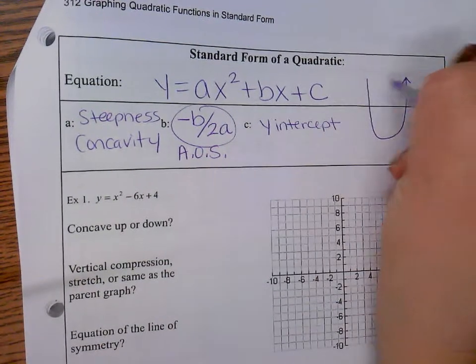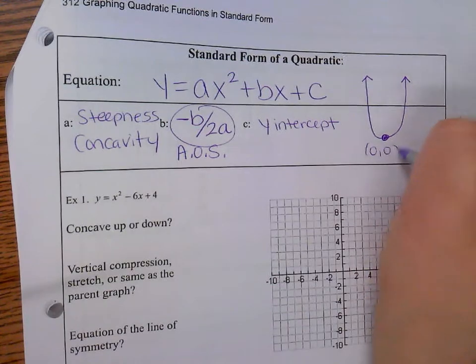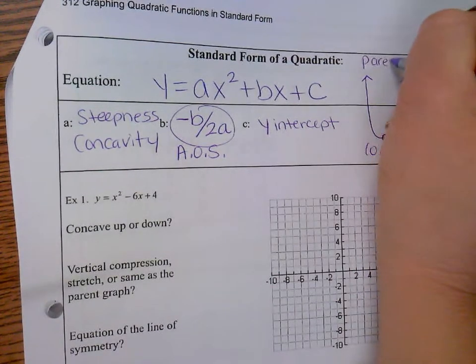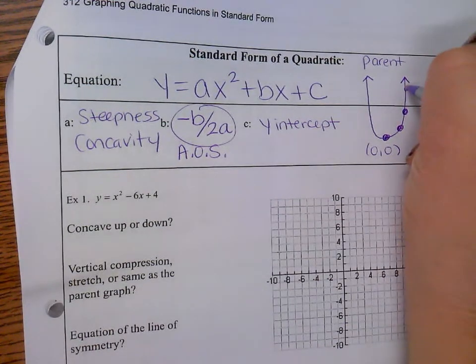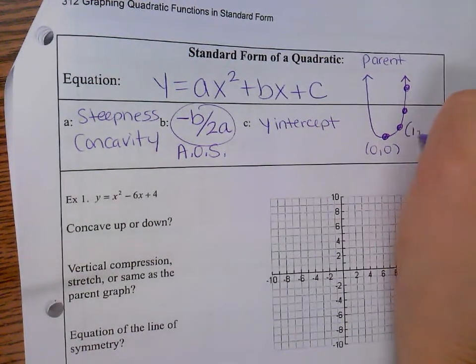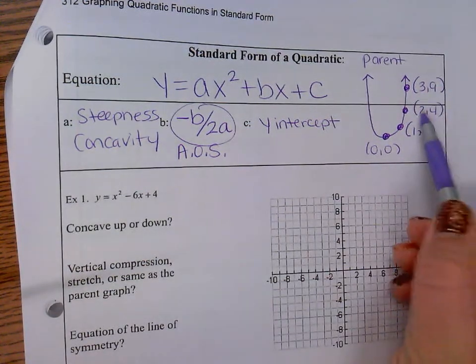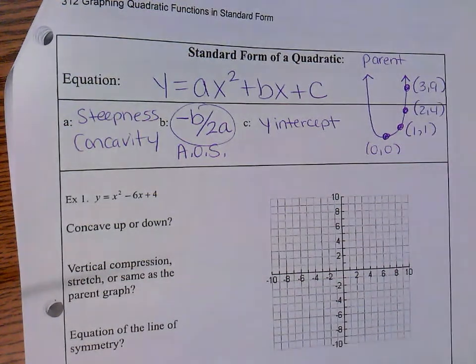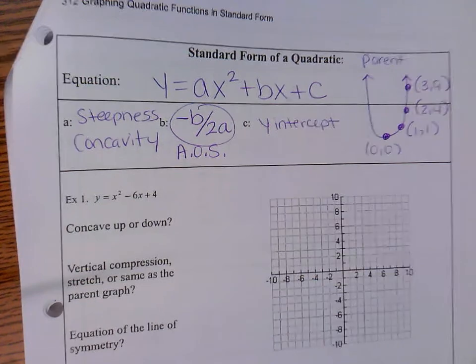So what were the key points for that parent function? The vertex, if it starts at 0, 0, what are the other 3 key points that we are trying to remember? 1, 1, 2, 4, and 3, 9, because 1 squared is 1, 2 squared is 4, and 3 squared is 9. So once we find the vertex, everything else is the same as what we did last time.